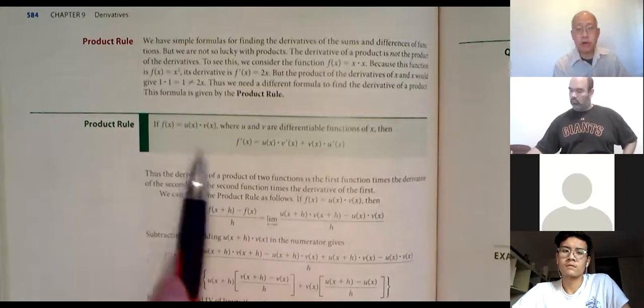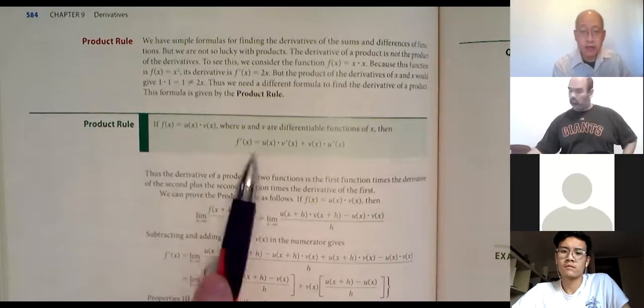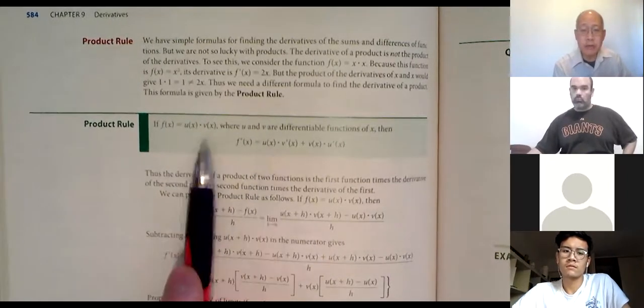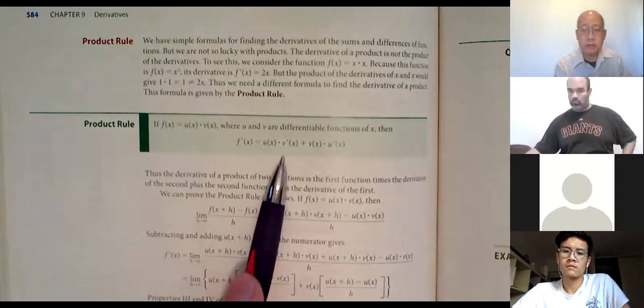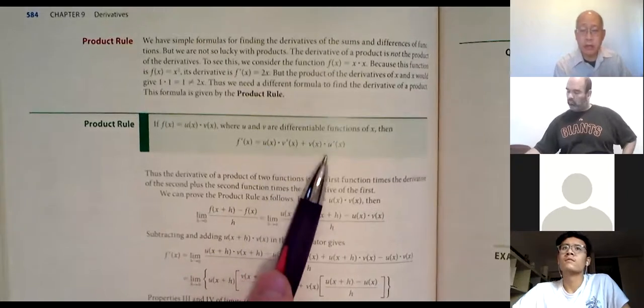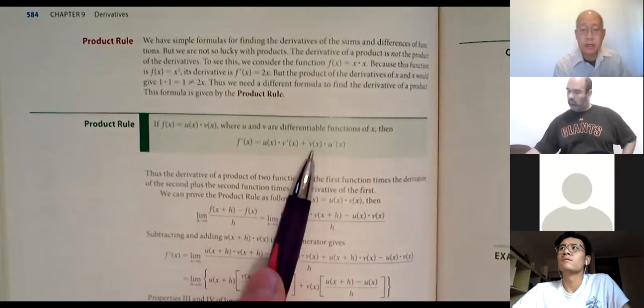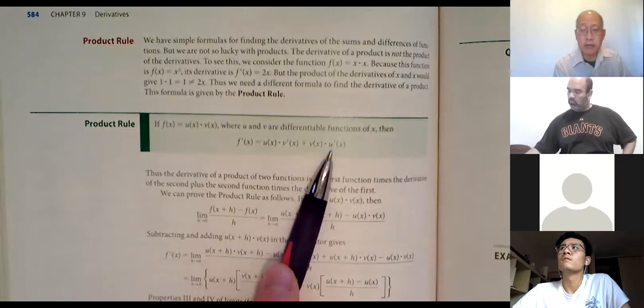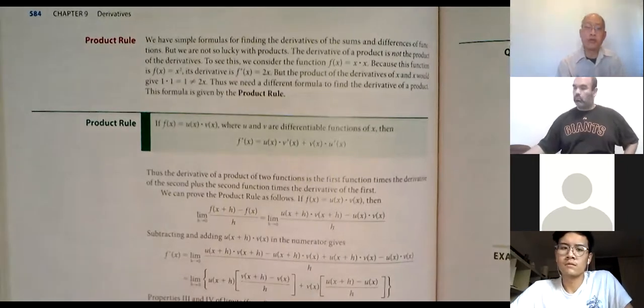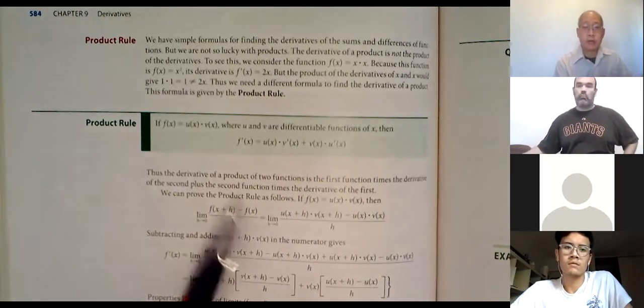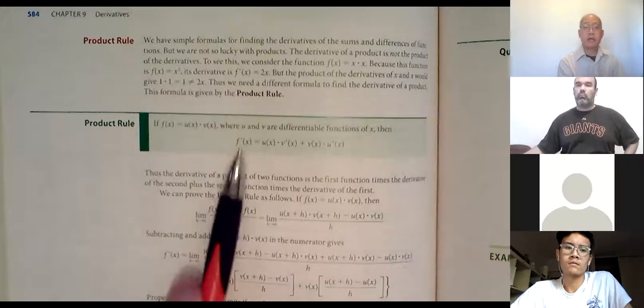So in words, you copy the first function and multiply it by the derivative of the second function, and then plus the other way around: the second function times the derivative of the first. In fact, you'll hear me say that over and over and over again. If you want to put this on your cheat sheet again, you may.